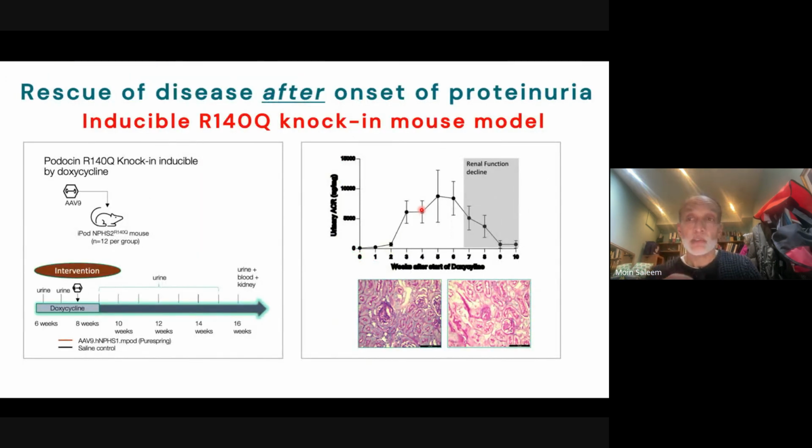That experiment was rescuing the disease, giving the virus before you induce disease, which clearly in clinical practice is not what you can do. So we wanted to do an experiment where you induce the disease first and then rescue the phenotype once you've got proteinuria. So this was a slightly different model. It's called a knock-in model, where we put the specific mutation, the commonest mutation that you get in man, into a mouse model.